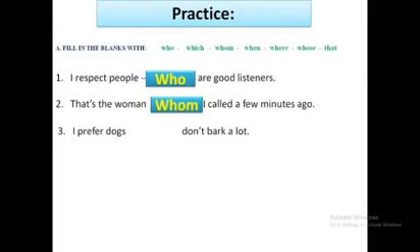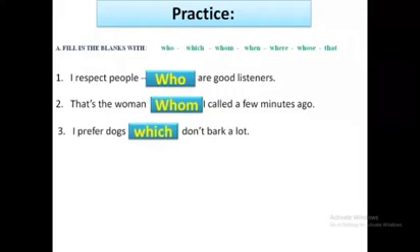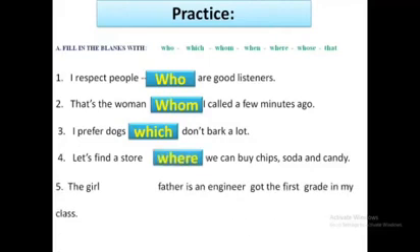Then, I prefer dogs which don't bark. Dogs, animals, very good. So we say which don't bark a lot. The other example, let's find a store where we can buy chips, soda, candy. A store is a shop, so it's a place. Then we have to say where, because it is followed by a subject and it refers to a place. The girl whose father is an engineer got first grade in my class.